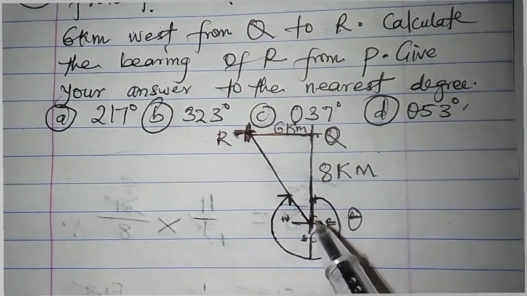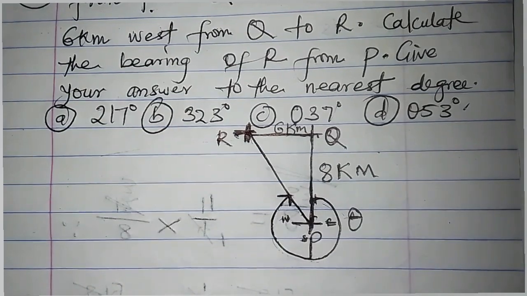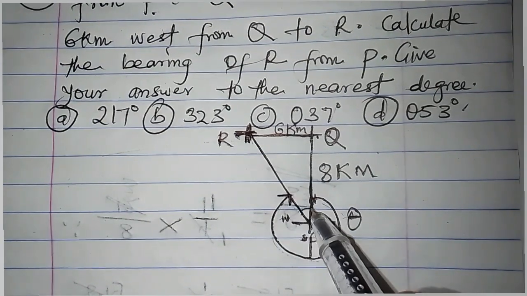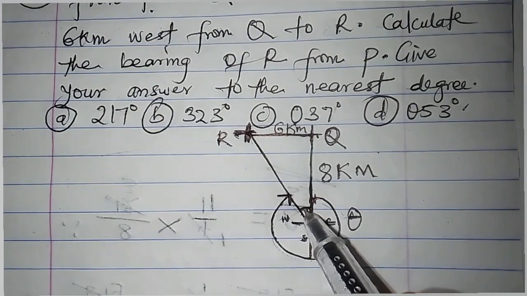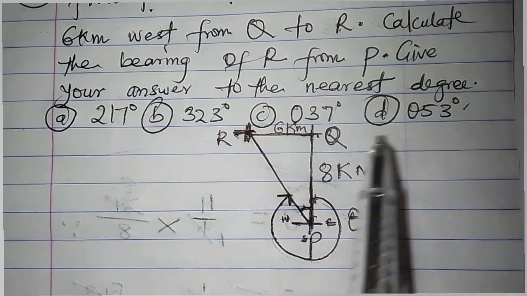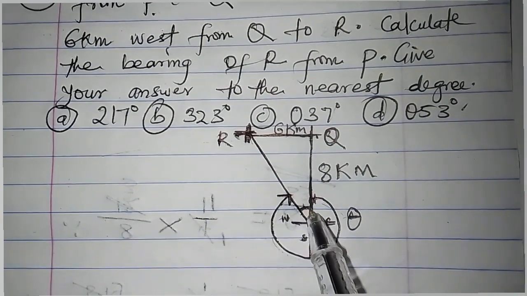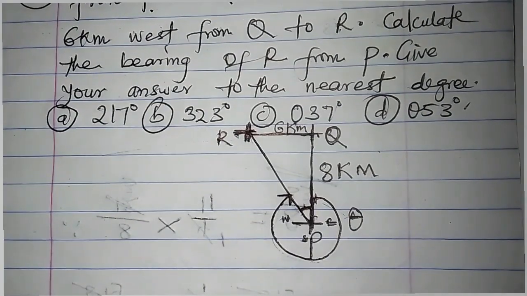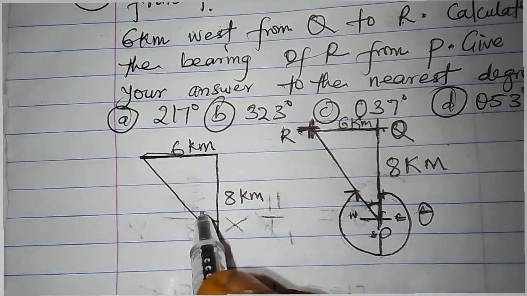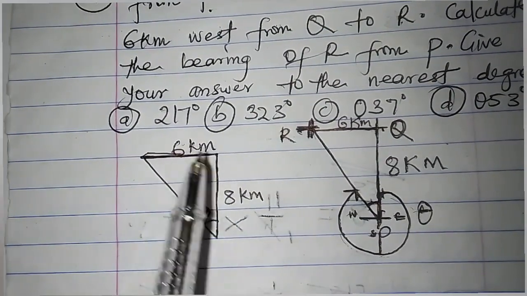But I know that from here to here, this full angle is 360 degrees. So if I can get the angle inside this triangle, it's just for me to subtract it from the full 360. What is left is now the bearing. So let's look for a way to get this angle first. Now, watch this. Let's call this angle inside theta. Theta, 6 kilometers, 8 kilometers.